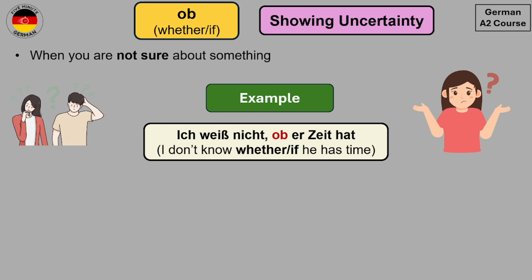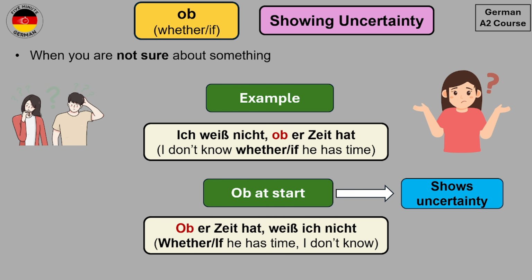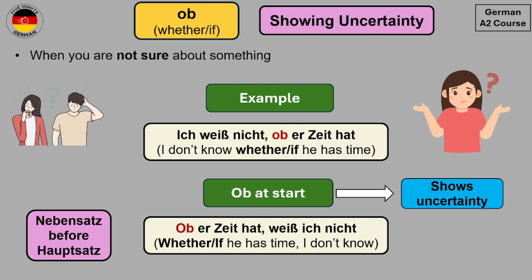Ich weiß nicht, ob er Zeit hat. I don't know whether or if he has time. Now this statement over here is not a question. Rather, it shows uncertainty, that I don't know whether he has time or not. Now we can also use ob at the start when we want to show uncertainty. Now the example above can be rewritten as, Ob er Zeit hat, weiß ich nicht. Whether or if he has time, I don't know. And you see in this case we have the Nebensatz before the Hauptsatz.